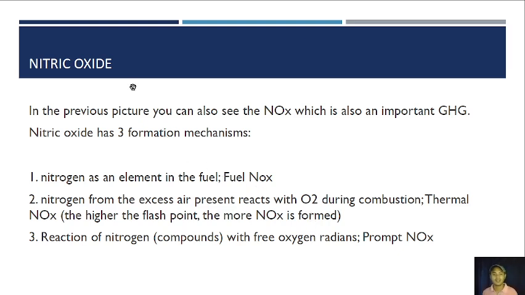So let's go with NOx, or nitrogen oxide. In the previous picture you can also see the NOx, which is also an important greenhouse gas emission. Nitric oxide has 3 formation mechanisms. First, nitrogen as an element in the fuel, fuel NOx. Second, nitrogen from excess air reacts with oxygen gas during combustion, thermal NOx. The higher the flame temperature, the more NOx is formed. Third, reaction of nitrogen compounds with free oxygen radicals, prompt NOx.